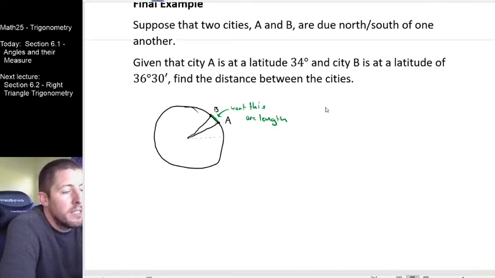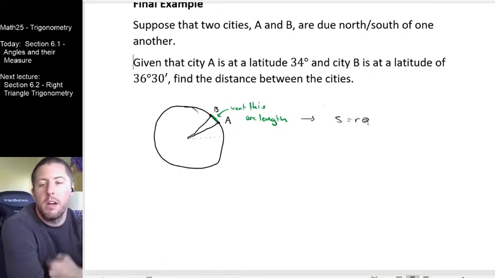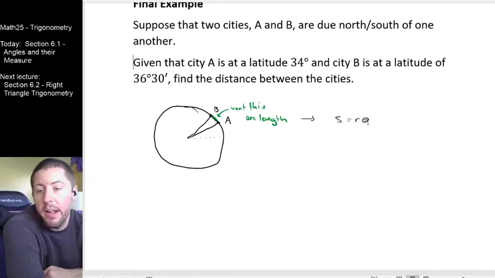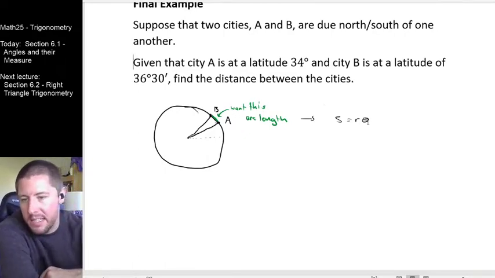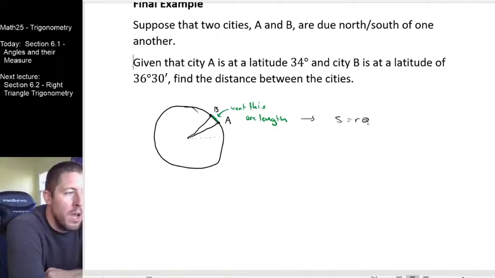So we want to go ahead and find that arc length here. The good news is that we know our arc length formula: s equals r theta. That's my arc length formula. I want to find the arc length, the distance on the Earth between those two cities, so our driving distance, in a sense, if there was a straight road between the two. What I know that I need here is a radius and an angle in degrees.